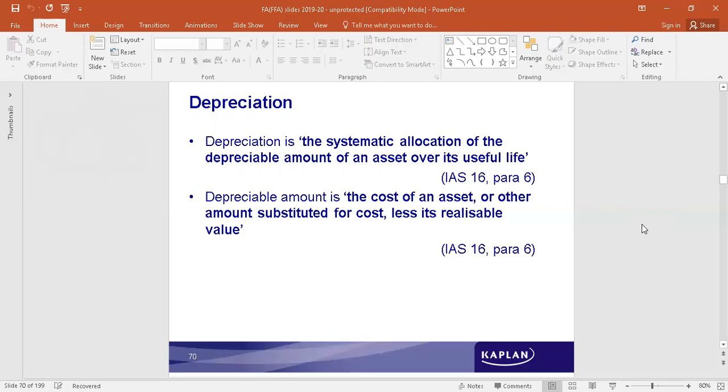What is the residual value? If the asset is sold and there is some value which can be realized at the end of the life of the asset, we call it scrap value or salvage value. After deducting that from the total cost of the asset, the difference between these two is called the depreciable amount.